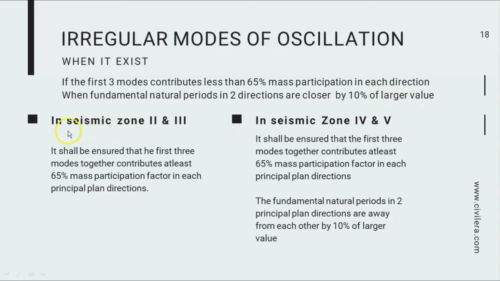So the solution is, in seismic zone 2 and 3, it shall be ensured that the first three modes together contribute at least 65% mass participation factor in each principal plan direction. In seismic zone 4 and 5, it shall be ensured that the first three modes together contribute at least 65% mass participation factor in each principal plan direction, and the fundamental natural periods in two principal plan directions are away from each other by 10% of the larger value.